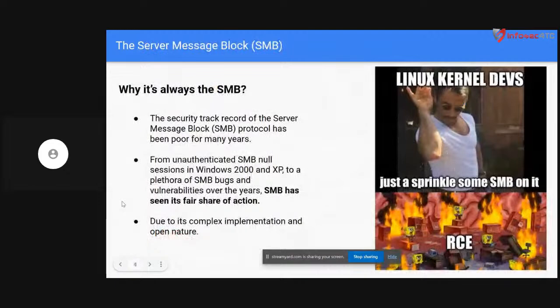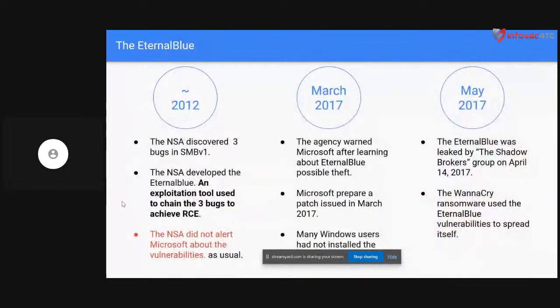One of the reasons for this poor record comes from the complexity of the implementation of the protocol and also from the open nature of the SMB protocol. As you know, complexity in software introduces a higher risk of mistakes and oversights during development, which of course can lead to exploitable security flaws. And this is why so many flaws have been discovered in SMB. And our story today will be just another episode in a long series of these SMB vulnerabilities and weaknesses.